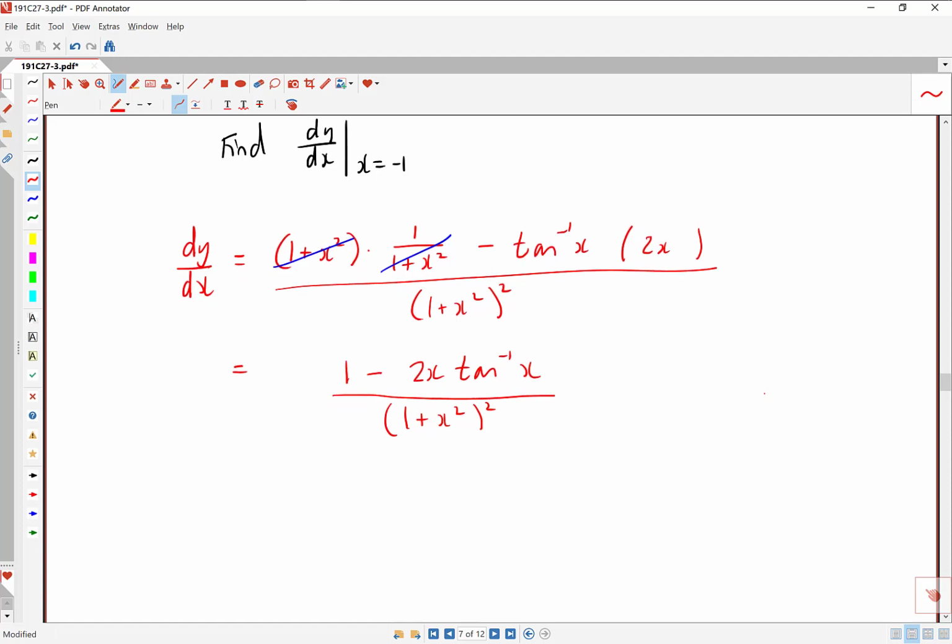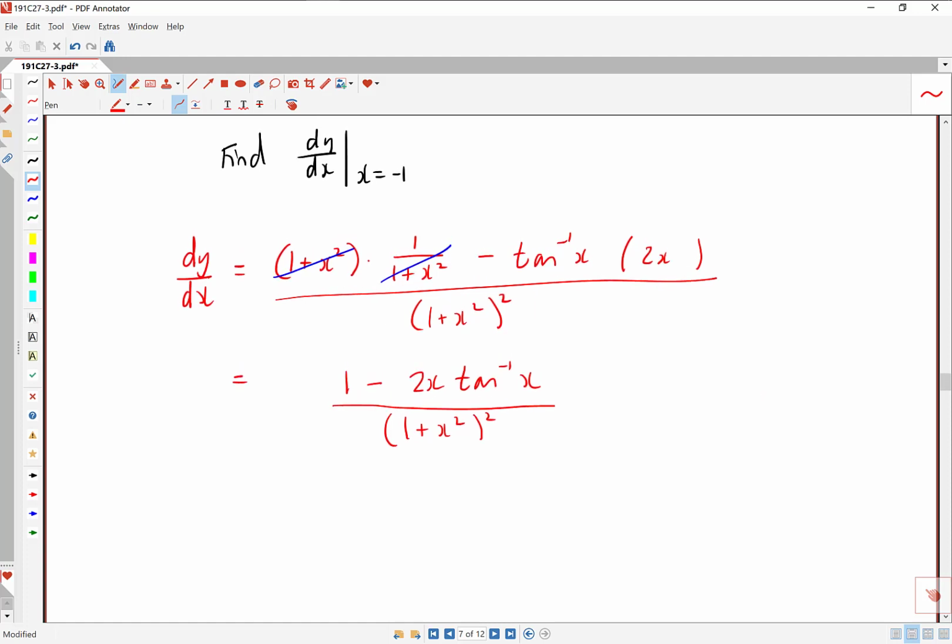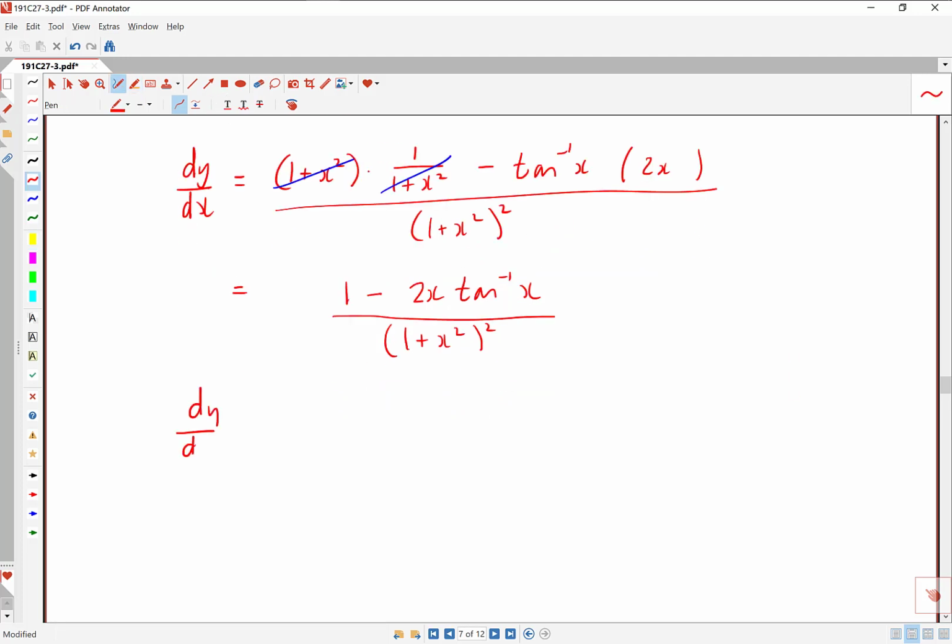So now that that's simplified, let's think about plugging in our x value. We're told in the problem that we want to evaluate dy by dx at the x value -1. So dy by dx evaluated at x equal -1 is equal to, well, we're going to have 1 plus, this is going to become a positive 2, times arctan of -1.